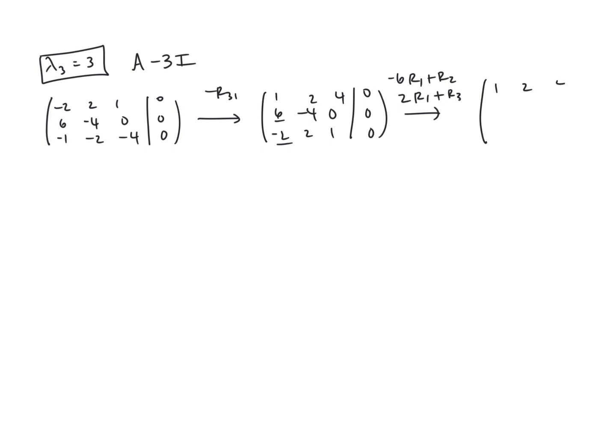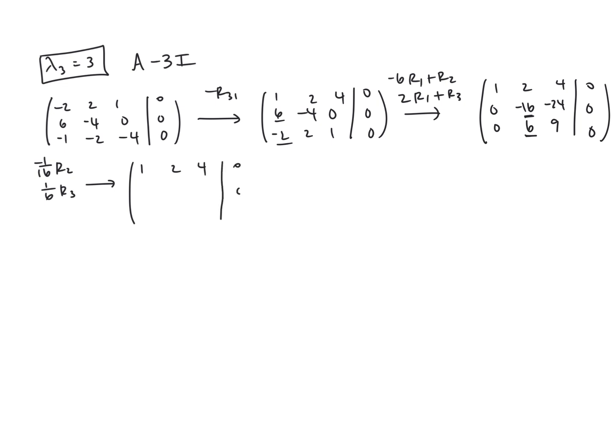So my first row stays the same. And then in my second row, I'm going to get 0, negative 16, negative 24, and 0, 6, 9. So then, so that I can end up with 1 here and here, I'm going to take that second row and multiply by negative 1 over 16. I'm going to take that third row and multiply by 1 over 6. So I still have 1, 2, 4, 0, 0, 0. So that will give me 0, 1, 3 over 2, and 0, 1, 3 over 2 again. I'm going to take the opposite of the second row and add it to the third row so that my third row just becomes zeros.